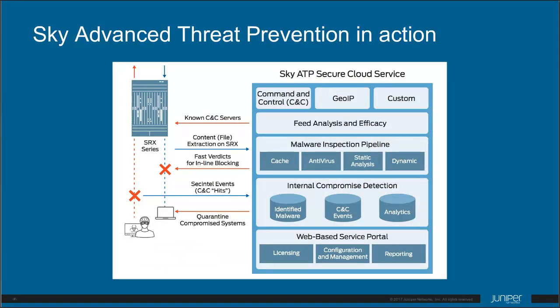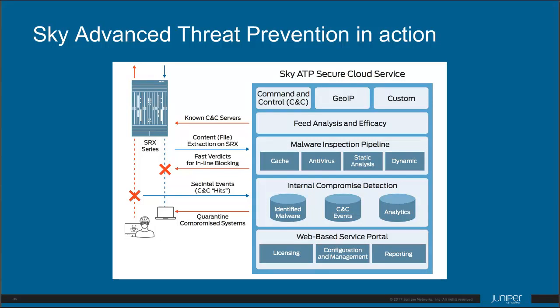Then what we can see here is a bit of the SkyATP architecture and all the possibilities. We can also see the communication between the SRX, a device, the attacker, and SkyATP. There's a lot of information here, and we're going to cover most of it throughout this webinar. If we focus on the first row, where we see command and control, GeoIP, custom, this is also a feature that is included in SkyATP.